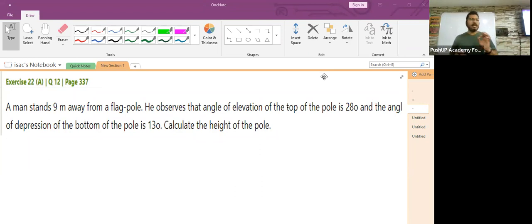Just keep one thing in mind when you're solving heights and distances sums. If you are dealing with decimal numbers, only in the last step you will do the final round off. Don't do any round off in the second last step. Minor differences will come.